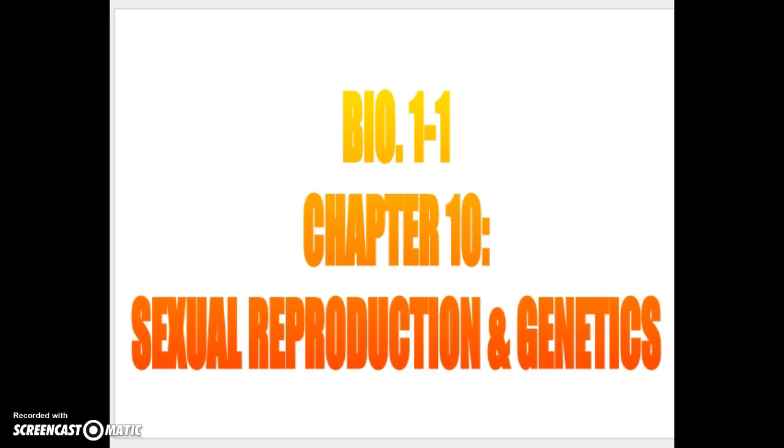This is part 2 to chapter 10 videocast lecture on sexual reproduction and genetics. In this section of the video lecture, we will be focusing in on Gregor Mendel's work and taking a look at how to solve Punnett square problems.